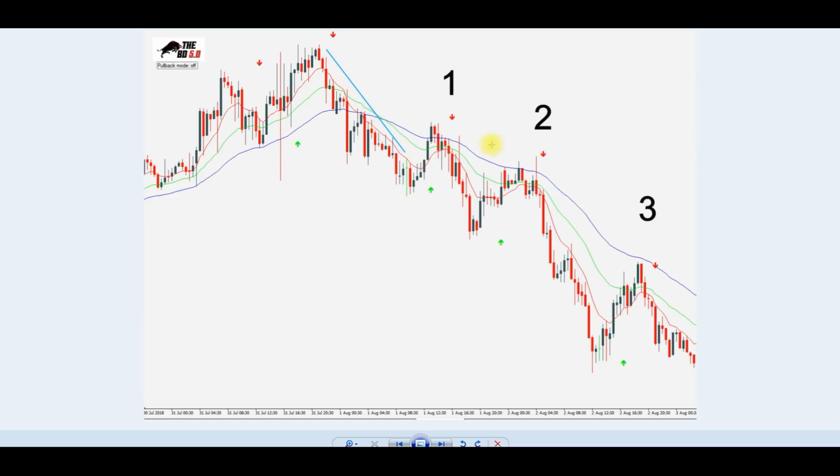Price is below the moving average, perfect trend down. Now what happens when you get a trend down? You'll always get some kind of pullback where the market breathes, and this is it here. Market pulls back, right? We get a perfect signal arrow.